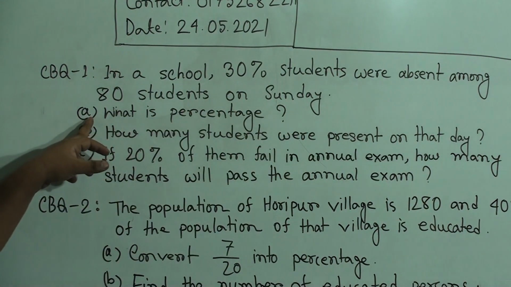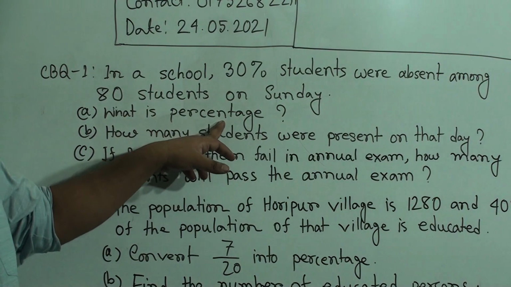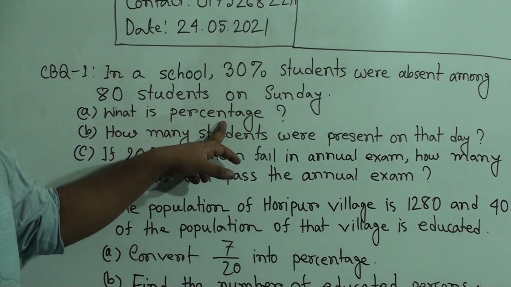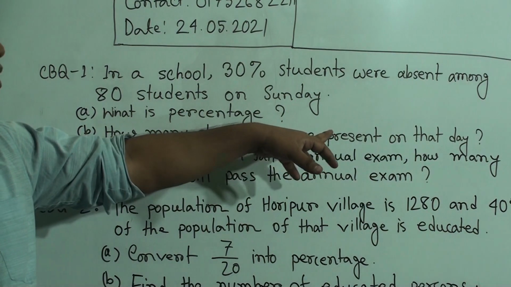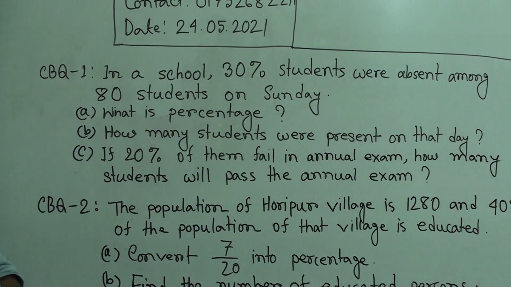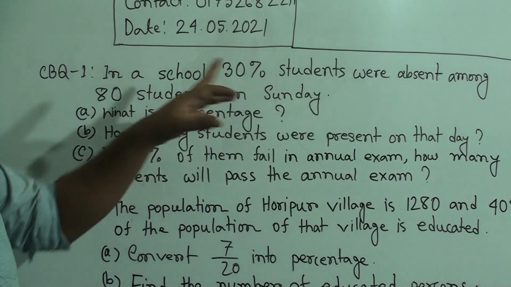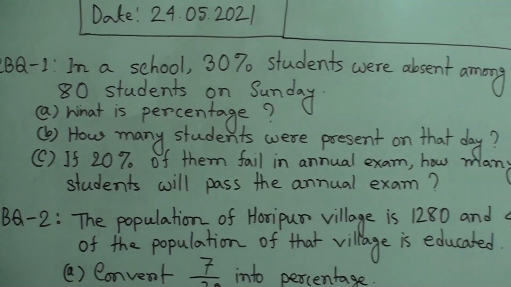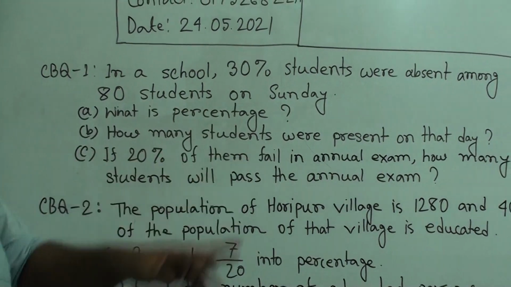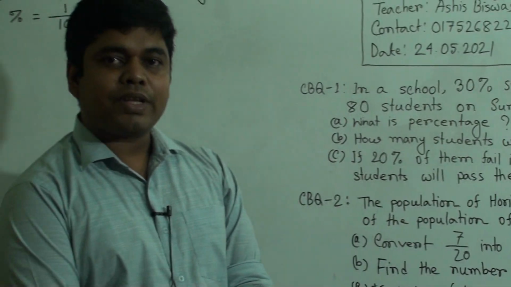A number question, what is the percentage? B number question, how many students were present on that day? That means here 30% of the 80 students were absent, so we need to find out the absent students first. After that we subtract the absent students from the total number of students and we get the present students.